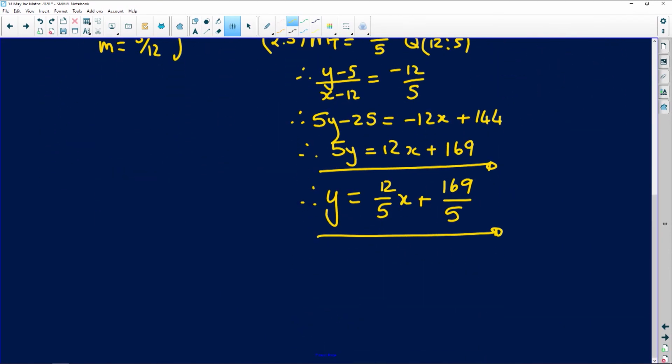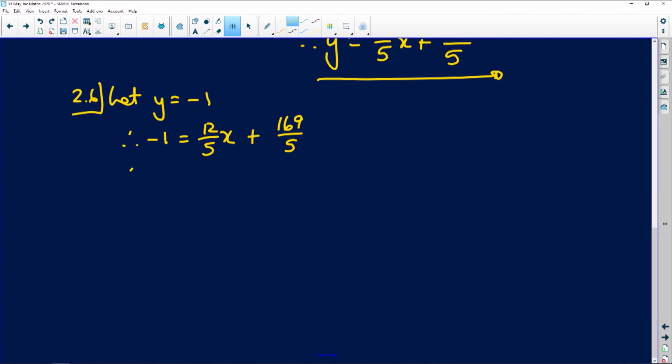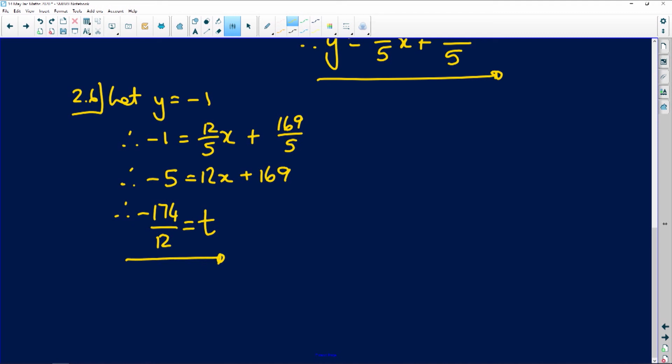So again, for the last one, 2.6, we let y equal negative 1 on the tangent. So we get minus 1 is equal to minus 12 over 5x plus 169 over 5. We multiply both sides by 5. We get minus 5, to get rid of this thing here, is equal to minus 12x plus 169. And that goes over, it takes us into minus 174 divided by minus 12 will be the value of that t. Now, this is divisible by 2, and so is this divisible by 2. So you can simplify it if you need to with the calculator.